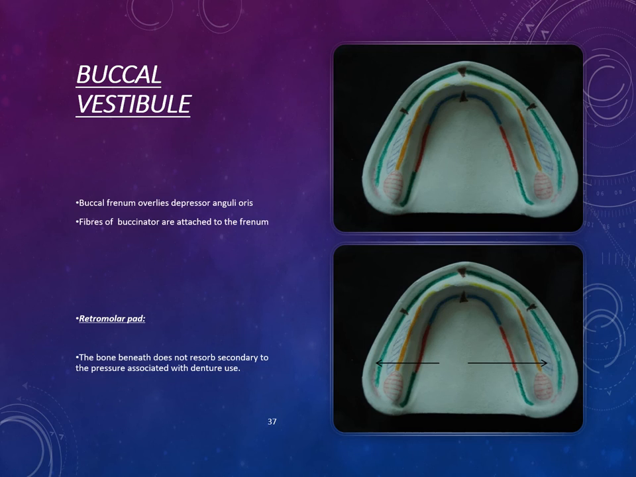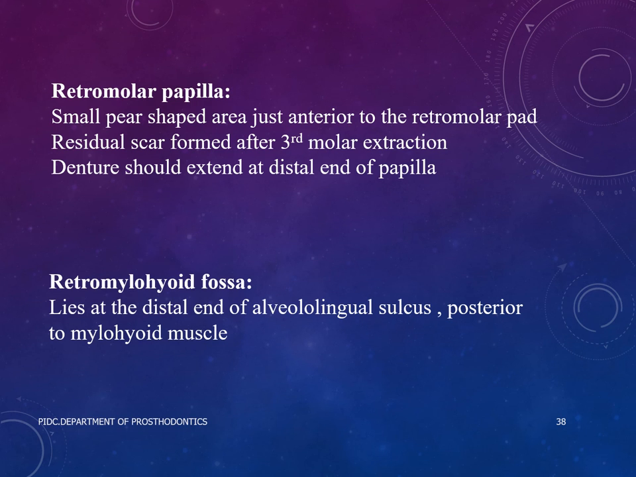Then your retromolar pad. The denture on the posterior border should cover the entire retromolar pad, so that when it is covered, the bone does not resorb because of pressure. But you will always have to take into account whether you want to place teeth on this area distally, or stop just before the retromolar pad area. The retromolar pad area is usually like an inclined plane, so you tend not to place teeth on that area. Next, coming to the retromolar papilla, this is a small pear-shaped papilla just anterior to the retromolar pad area, and it is usually formed after the extraction of your eighths, or third molars. The denture should extend to the distal end of the papilla.